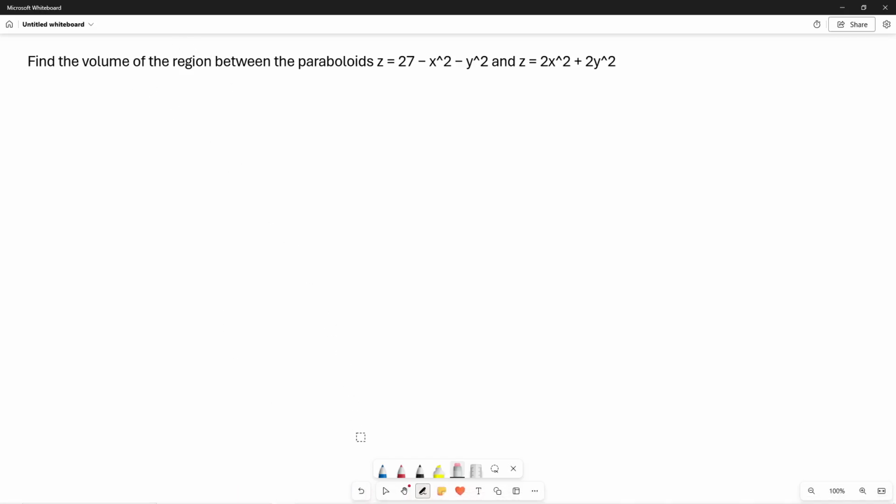In this problem, we would like to find the volume of the region between two paraboloids, z equals 27 minus x squared minus y squared, and z equals 2x squared plus 2y squared. So the first paraboloid opens down, and the second paraboloid is a little bit narrower and opens up.